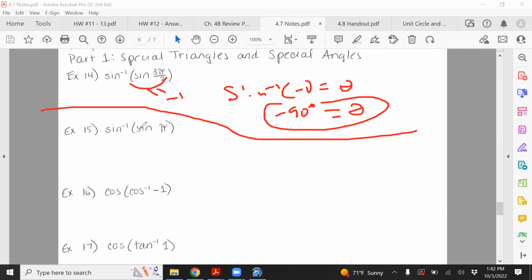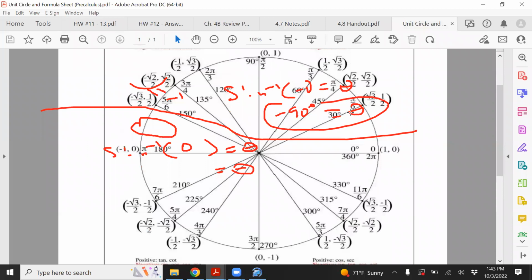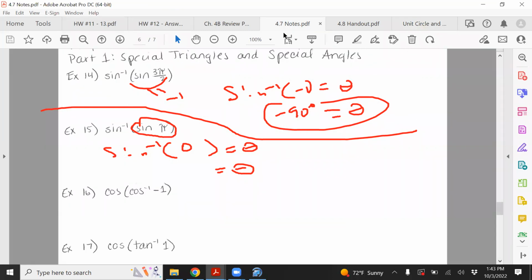Let's try this again for 15. What's sine pi? 0. Good. And then what's inverse sine of 0? That's going to equal theta. So where is the y coordinate 0 on the unit circle? In two places, actually. At 0 and 180. But what's my default range for inverse sine? So what I'm going to say, 0 or 180? 0. Thank you, Ella. You're on fire today. Good. Exactly. 0 degrees. Okay.